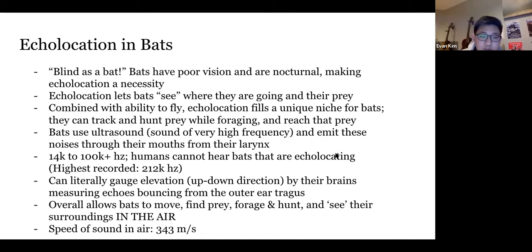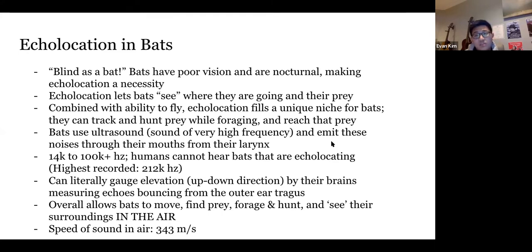Bats use ultrasound, which is a sound of very high frequency, and emit these noises through their mouths from their larynx. I believe that ultrasound in the context of the medical field also entails a way that medical professionals can use the bouncing of sound off of a body to build an image of it. I'm not too sure about that, but what I do know is that ultrasound is a frequency of sound that's above what a human can hear. So it's too high pitched.